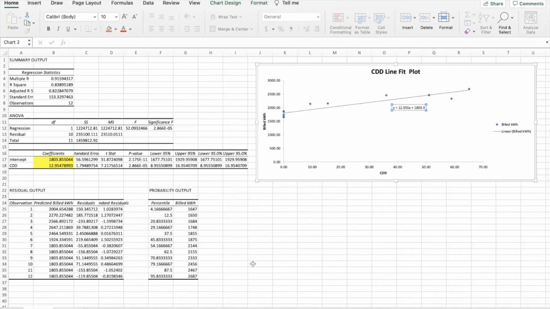Sorry, I can't hear very well. Can you explain once again y equals mx plus c? And where did you get that c value, 1803.9, from?